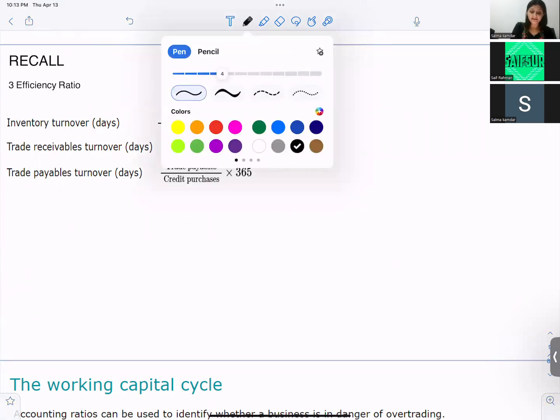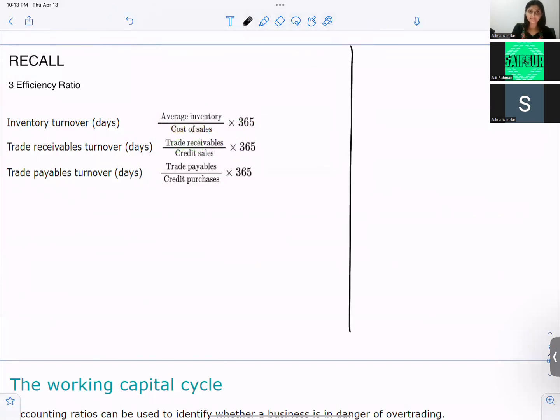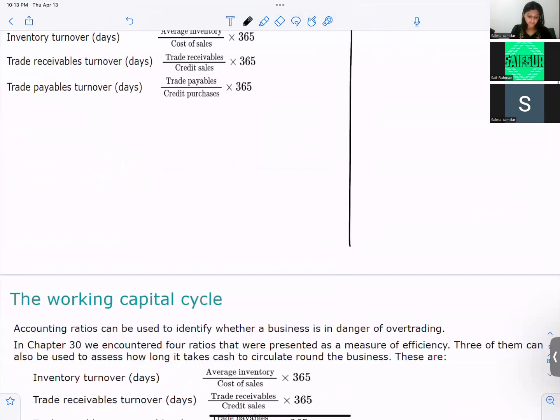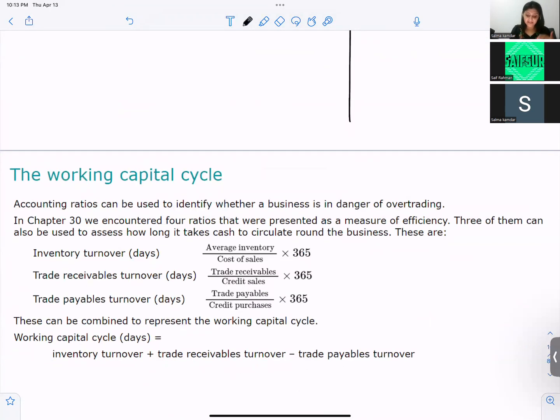Do you remember anything about the working capital cycle? Working capital cycle is inventory turnover plus trade receivable turnover minus trade payables turnover. What does this tell you? It tells you how long it takes to get the money you paid back. So it helps you to identify whether your business is in danger of overtrading or not.